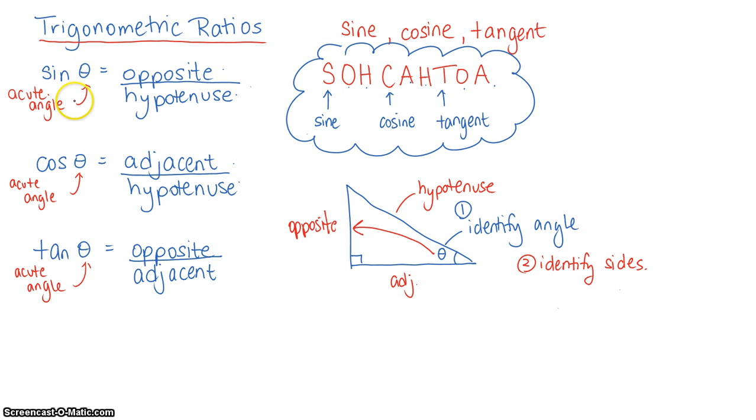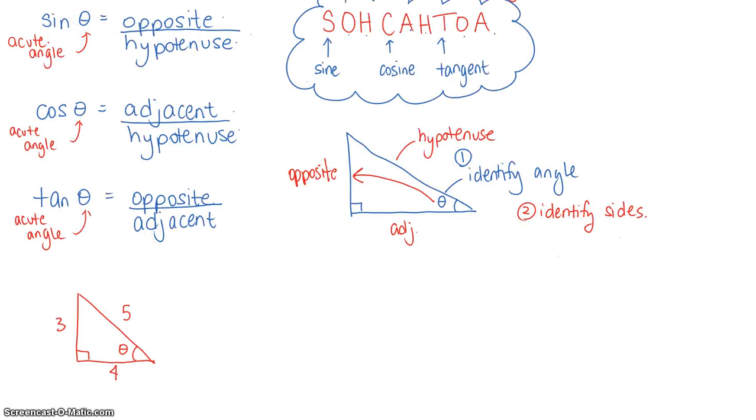Then you can set up your ratios. Sine of your angle now equals your opposite over your hypotenuse. Cosine of your angle now is your adjacent over your hypotenuse. And tangent of your angle is opposite over adjacent. So if you were given this triangle here, it's a 3, 4, 5 triangle. We know by Pythagorean theorem that 3 squared plus 4 squared equals 5 squared. Now we don't know the angle here, but we're going to set up our ratios. So sine of my acute angle is going to equal my opposite over hypotenuse.